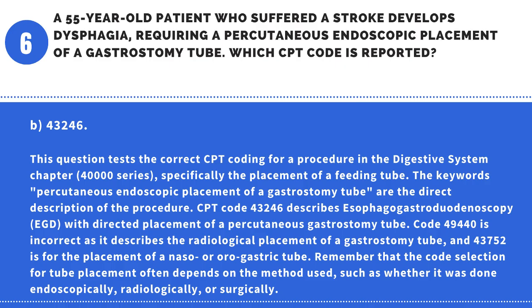series, specifically the placement of a feeding tube. The keywords percutaneous endoscopic placement of a gastrostomy tube are the direct description of the procedure. CPT code 43246 describes esophagogastroduodenoscopy (EGD), with directed placement of a percutaneous gastrostomy tube. Code 49440 is incorrect as it describes the radiological placement of a gastrostomy tube, and 43752 is for the placement of a naso- or orogastric tube. Remember that the code selection for tube placement often depends on the method used, such as whether it was done endoscopically, radiologically, or surgically.